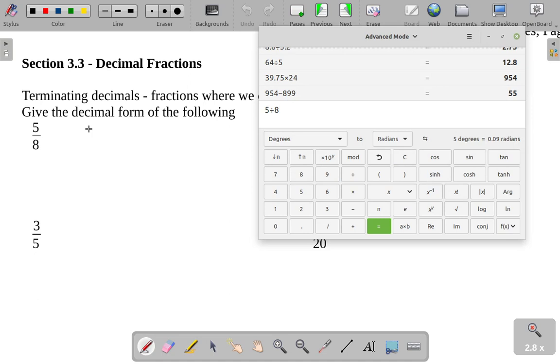But for our purposes, if we're trying to figure out the decimal value of 5/8, you just take 5 divided by 8, which is 0.625.